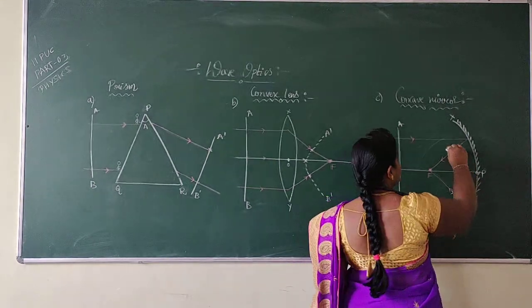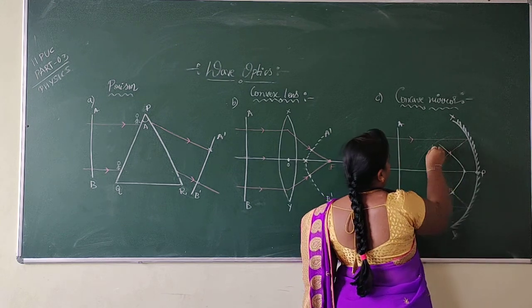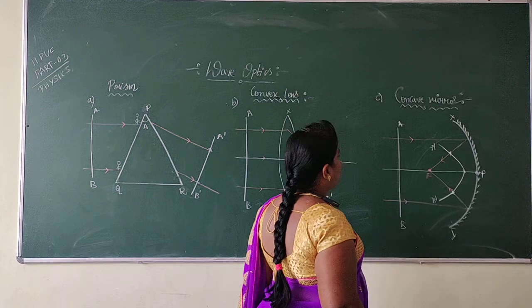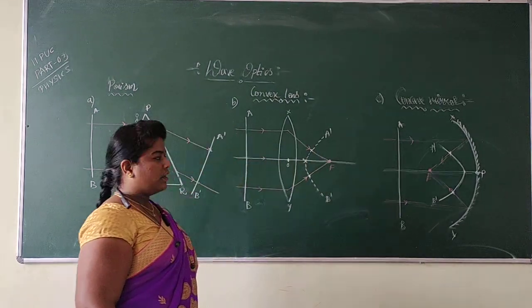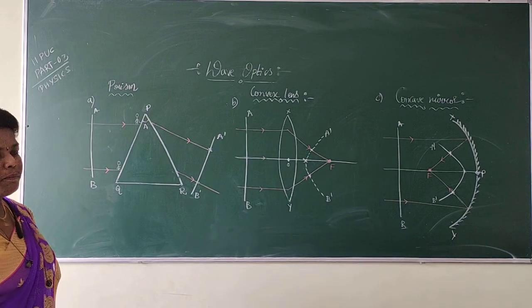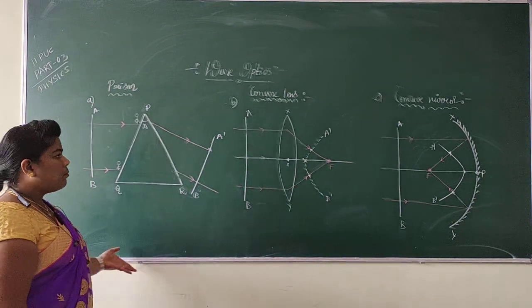So then, if I join these points, I can observe this spherical wavefront. It is A dash, B dash. So that is said to be the converging wavefront. After the reflection, the wavefronts are going to converge at a point called the principal focus. Yes, this is all about the diagram.